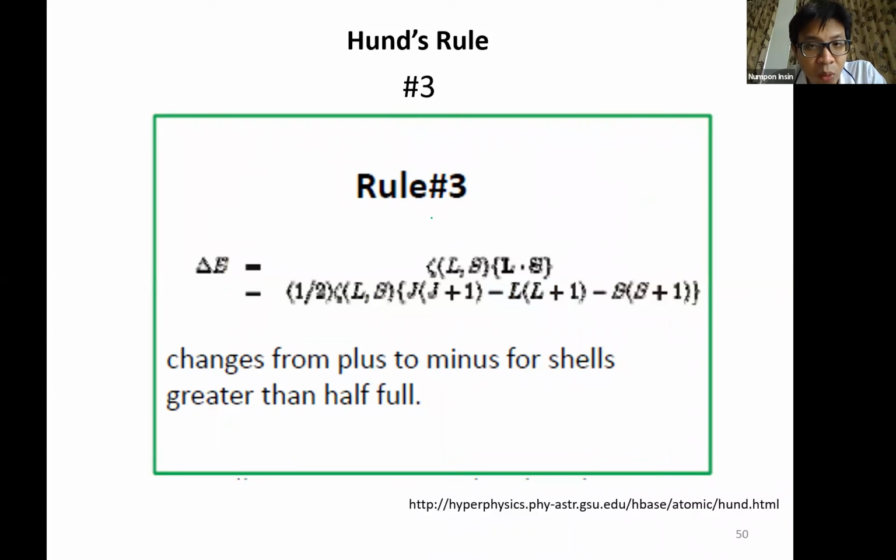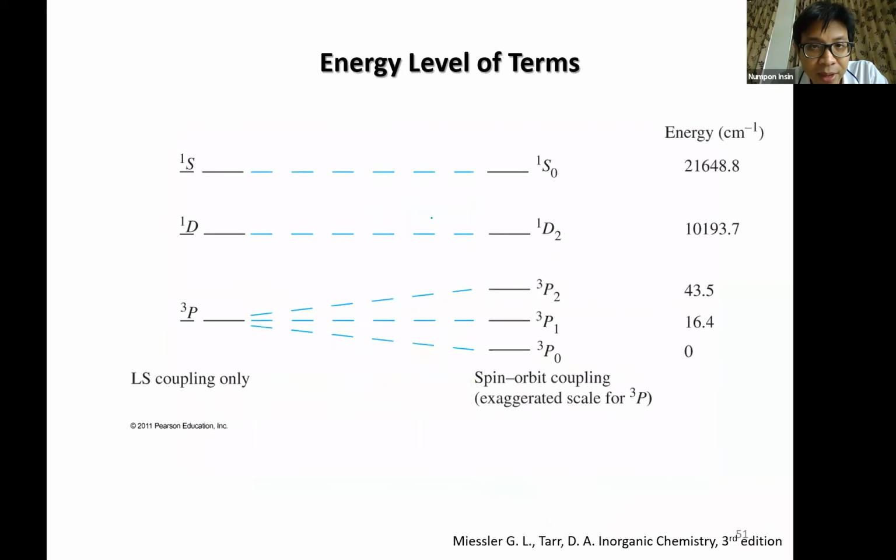For Hund's rule number 3, it comes from mathematical calculation. There's a change in the plus or minus sign when you change from hole to electron. So there's no physical description for this, just mathematics. And how does it split? Why do we sometimes not care about the J value? Because the spin-orbit coupling, or J value, results in a very small energy difference.